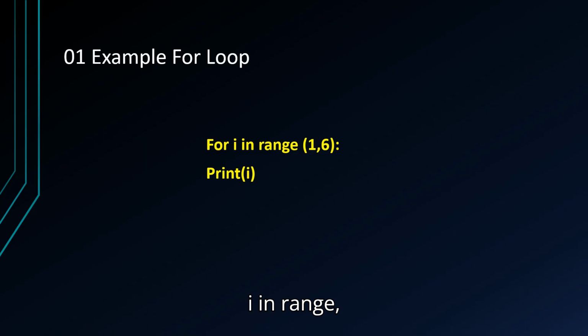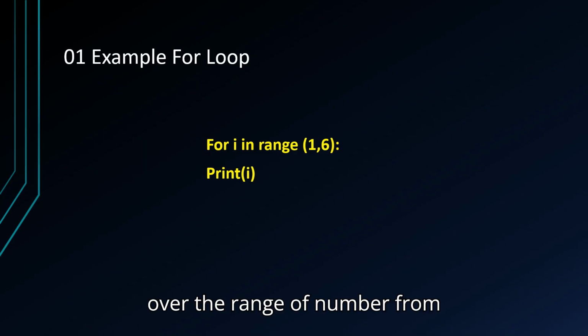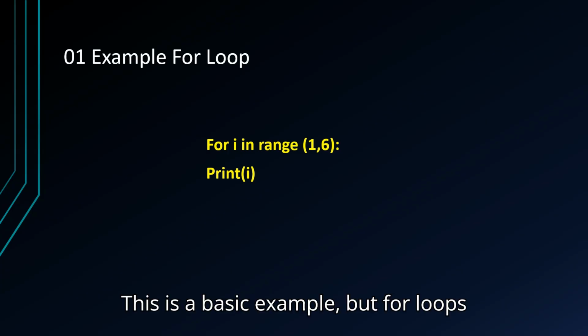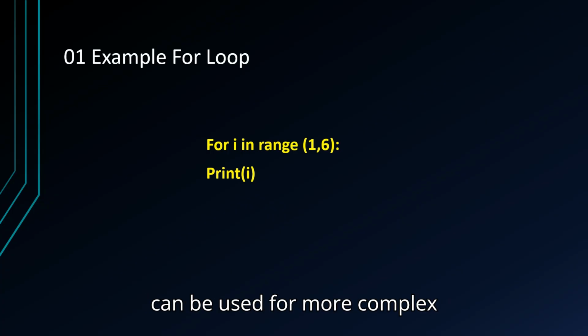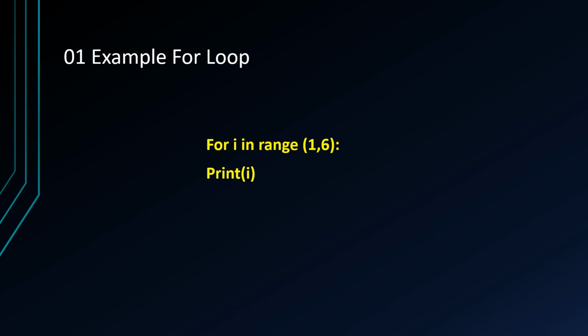For i in range 1 to 5, print i. As you can see, the for loop iterates over the range of numbers from 1 to 5 and prints each number. This is a basic example, but for loops can be used for more complex tasks, such as iterating over arrays or lists.